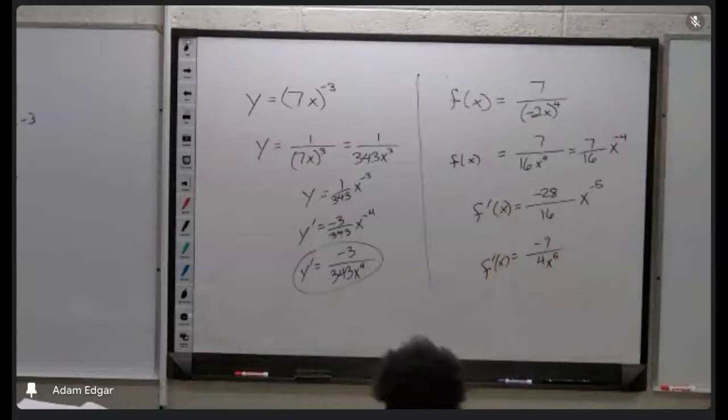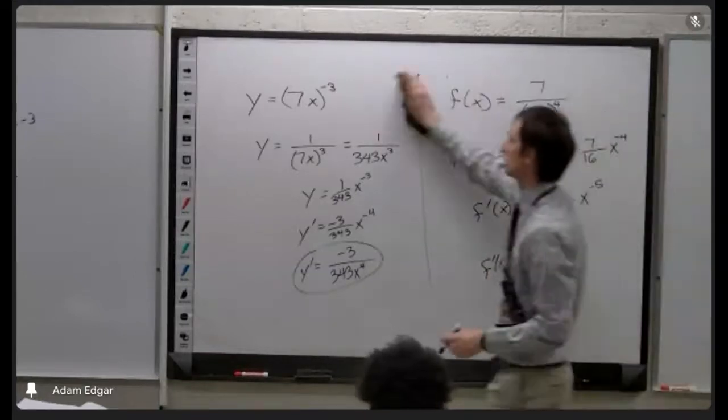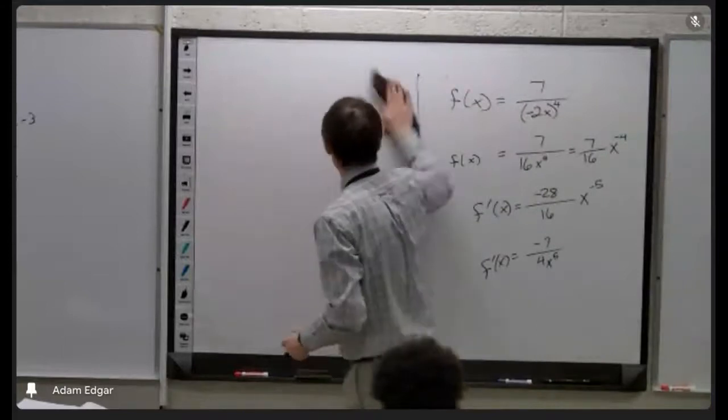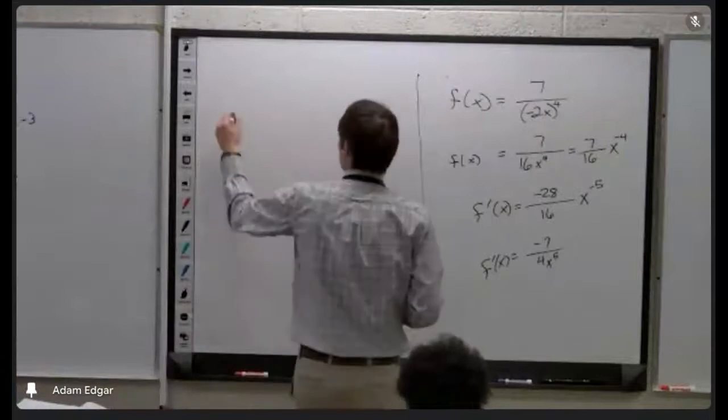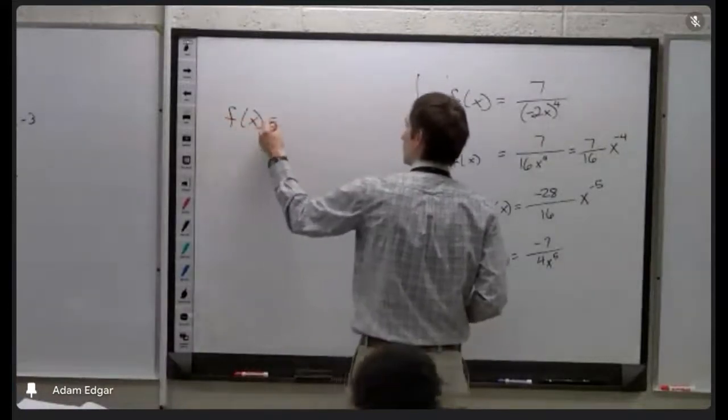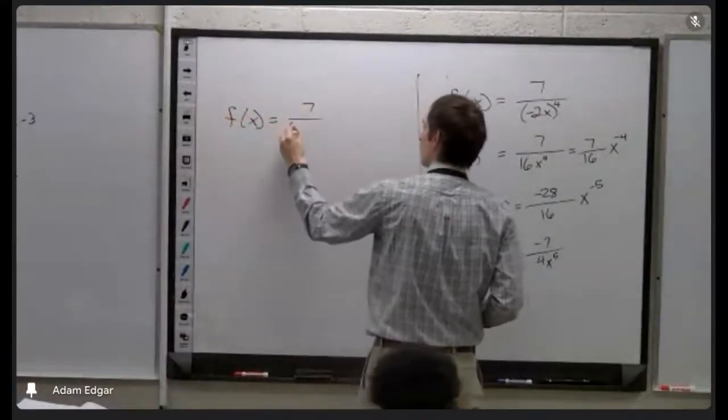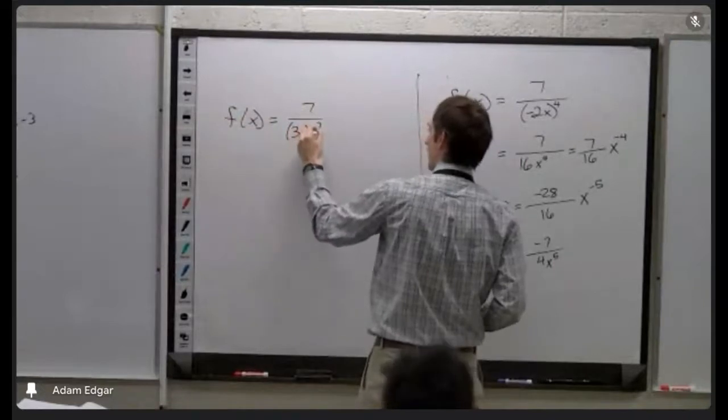All right. Let's do another one. F of x equals 7 over 3x, all to the negative 2nd power.